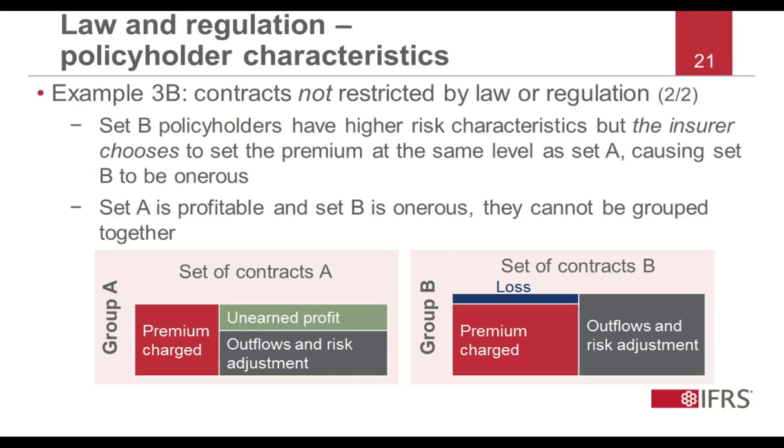Applying IFRS 17, these sets must be in separate groups. Set B will be in the group that is onerous at initial recognition. The entity will need to assess whether the contracts in Set A have a significant possibility of becoming onerous to decide which group it belongs to.